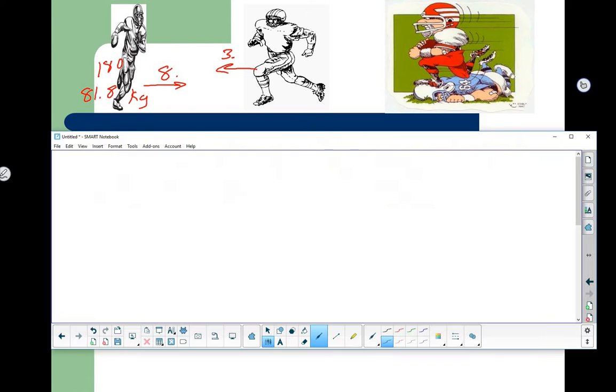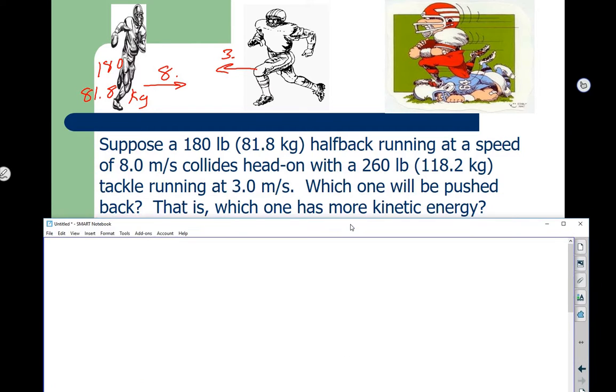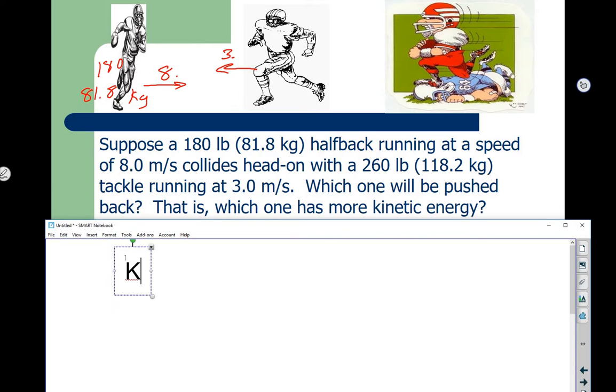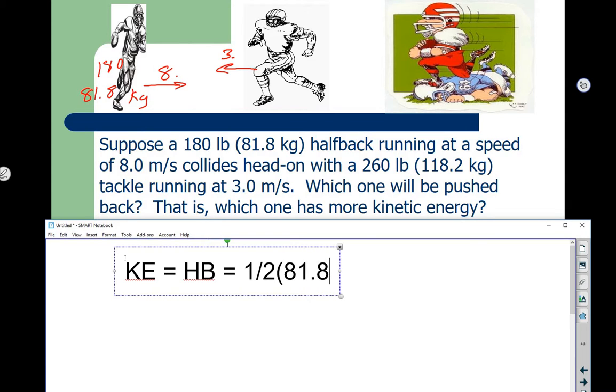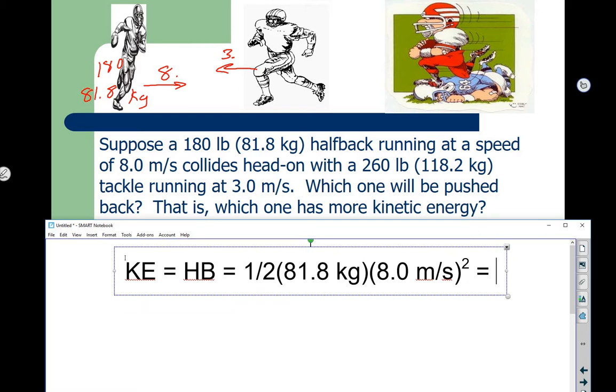We're going to be using the kinetic energy. I'm just going to type. So kinetic energy for the halfback is going to be equal to 1/2 times the mass, which is 81.8 kilograms, times his velocity, which is 8.0 meters per second. And I'm going to square that last one. And we'll get an answer for him.